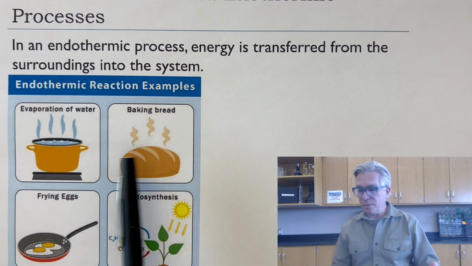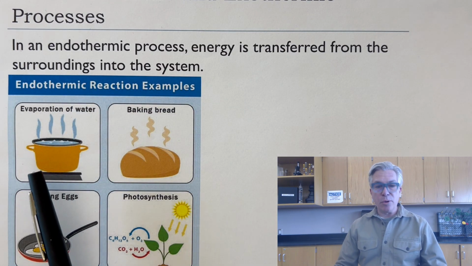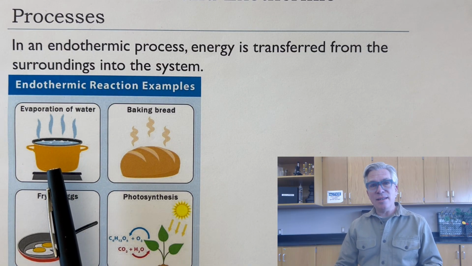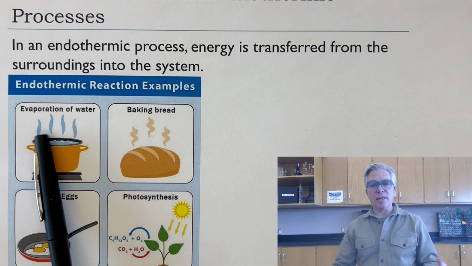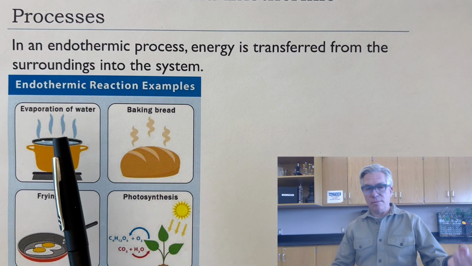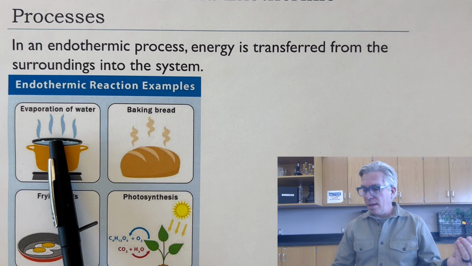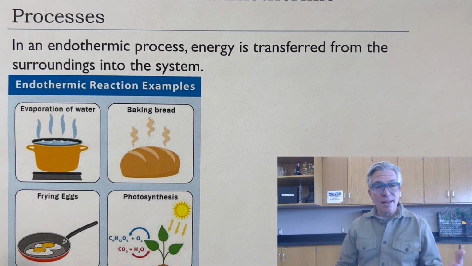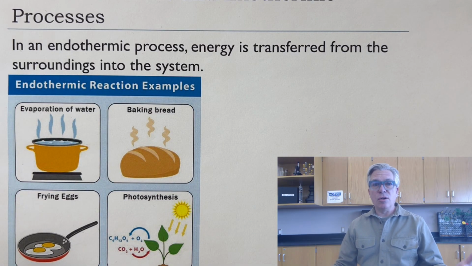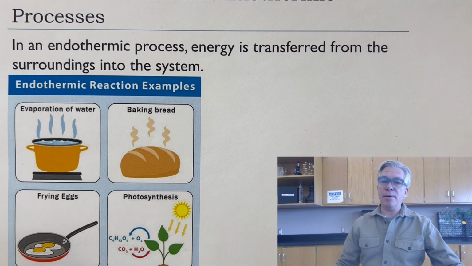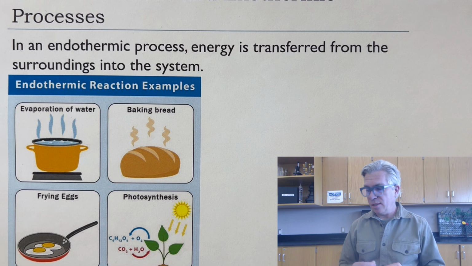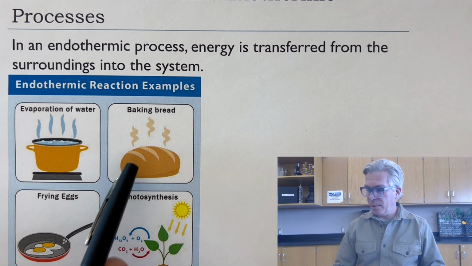And we've got some examples here. So, for example, if I'm boiling water in a pot on my stove, I'm putting in heat, and that water is absorbing the heat and vaporizing. So, the system, the water, is absorbing heat. Anytime I'm cooking, baking bread, frying eggs, or anything like that, you have to add heat to it. And so that heat causes the change to happen. Your food is absorbing that heat, and that is endothermic as well, if we consider that to be the system.